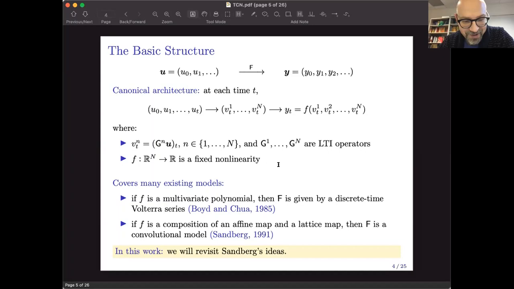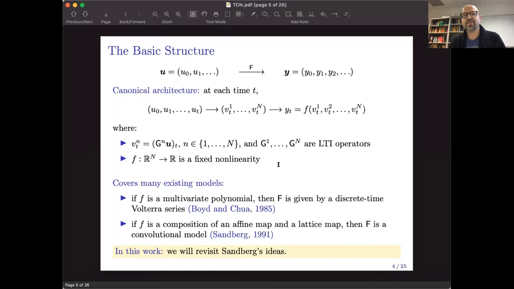But on the other hand, if you want to be more modern, you can take F to be a composition of affine maps and lattice maps. What are lattice maps? Basically, you take the coordinates of a vector and you apply finitely many pointwise mins and maxes. And of course, these days we think about mins and maxes as implemented by ReLUs.